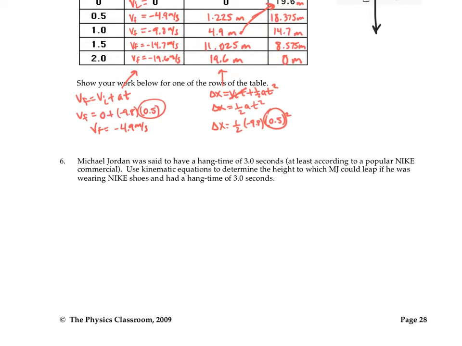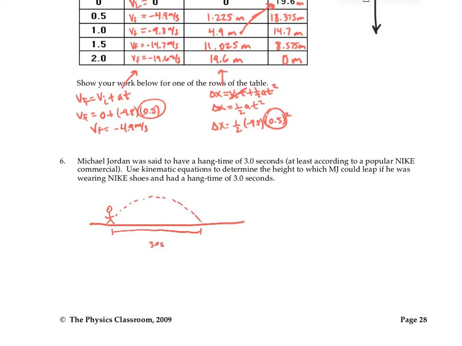Now, Michael Jordan was said to have a hang time of 3 seconds, at least according to a popular Nike commercial. Use kinematic equations to determine the height to which MJ could leap if he was wearing Nike shoes and had a hang time of 3 seconds. So before I even write out my variables for this problem, what does a hang time of 3 seconds actually mean? If Michael Jordan jumps, a hang time of 3 seconds is the entire time he was in the air.